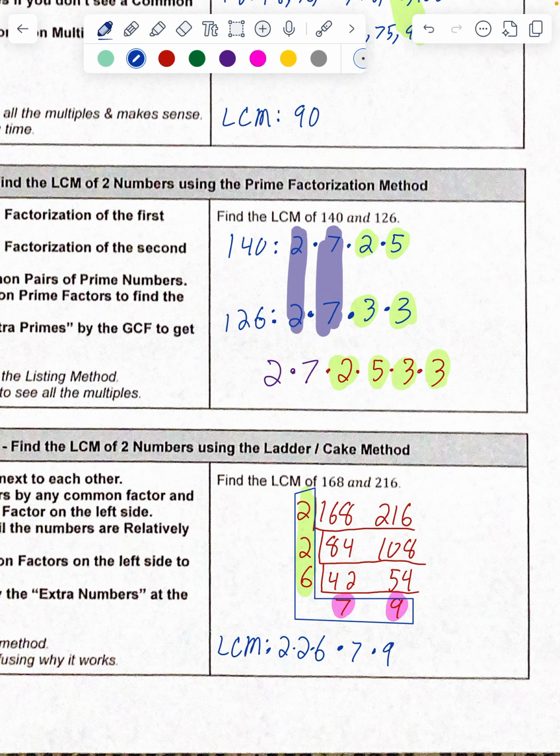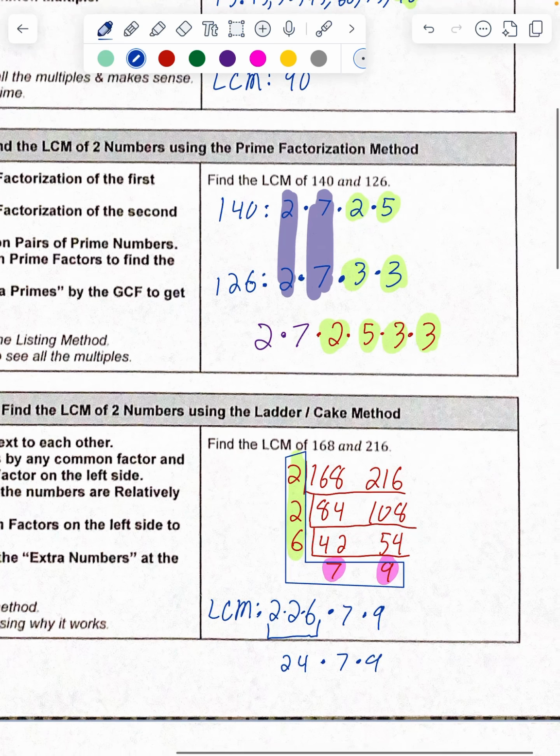And then when I'm done multiplying all this out, we can multiply it in bits and pieces. We know that 2 times 2 times 6 is going to equal 24. So 24 times 7 times 9. I'll save you the work. Feel free to hit pause. That is going to equal 1,512. So my LCM is equal to 1,512.